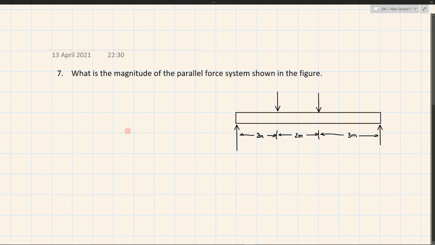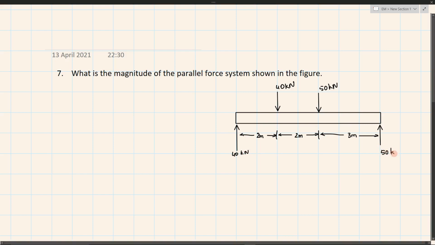Okay, so what is the magnitude of the parallel force system shown in the figure? The question is incomplete. We have 40 kilonewton here, 50 kilonewton here, and we have 40 kilonewton here and 50 kilonewton here. So we'll have to just find the moment about either this point or this point. I'll take this point, let's say A.